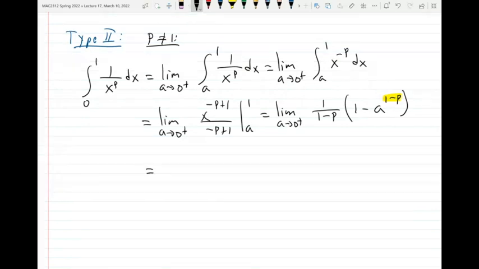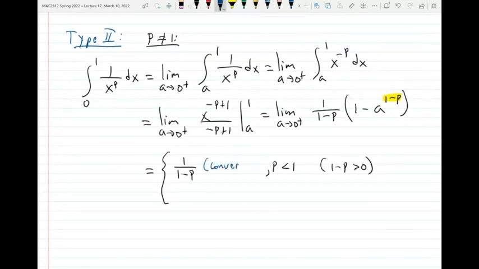Okay. So again, to calculate this limit, it depends on p. If p is less than 1, that would make 1 minus p positive. So this guy here will go to 0, and then we are going to get 1 over 1 minus p times 1. So we get 1 over 1 minus p. In other words, we get convergence.